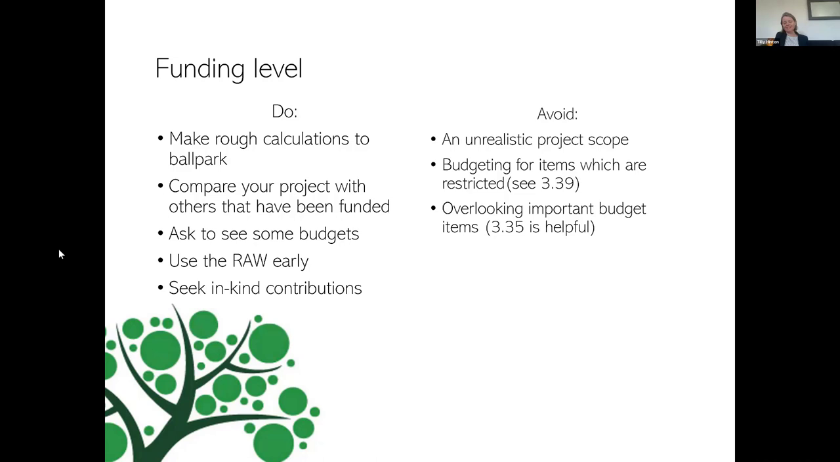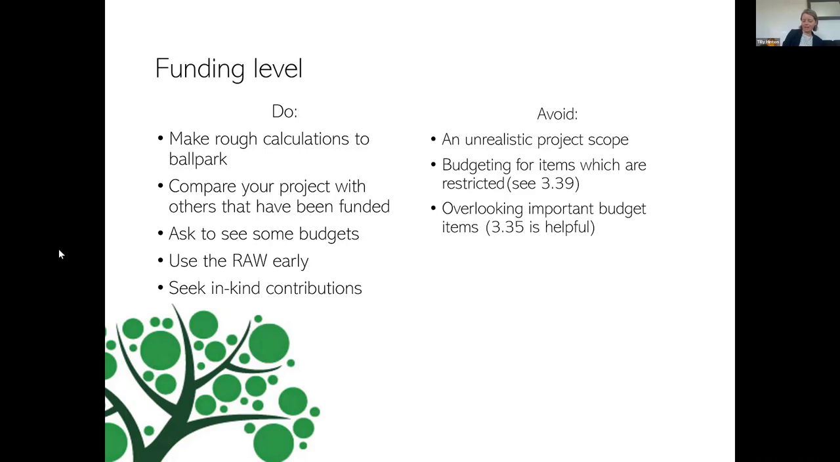Make sure that you're building your aspirations for your grant on a realistic basis, that these are funded to the effect of $5,000 or $10,000 and they run for 12 months, so you're not going to be able to do everything. Be careful about budgeting for items which are restricted, and also be careful of overlooking important budget items, and those numbers there just link you into the procedures of where you'll find more information.